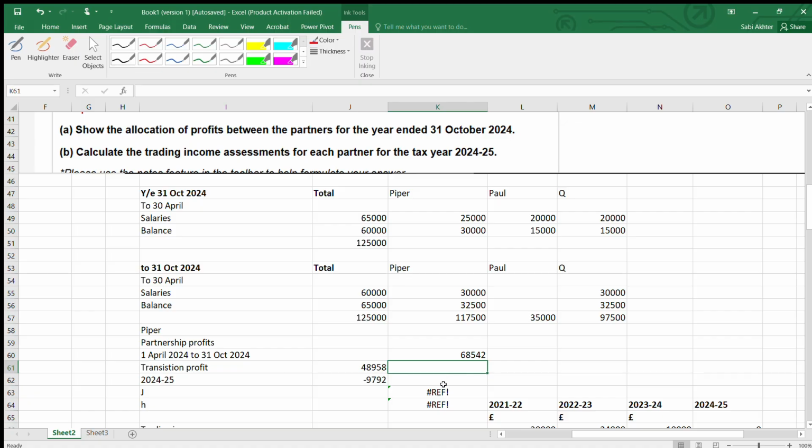So here, let's do the sum function. And here we have to add tax. Done. So it is 107,708. This is what will be assessed in the tax year for Piper when he has ceased trading.